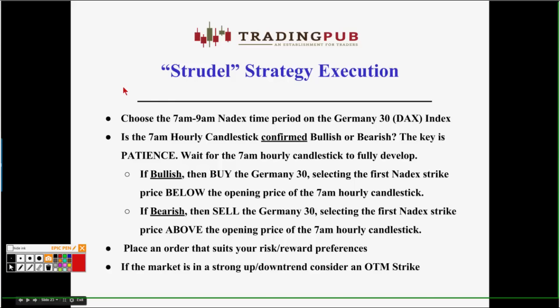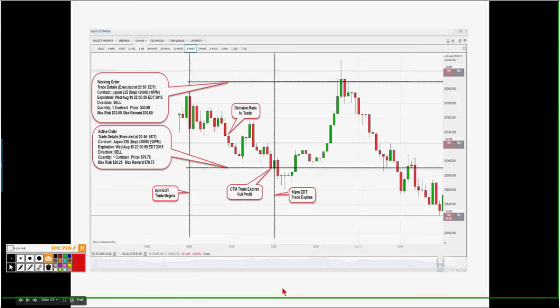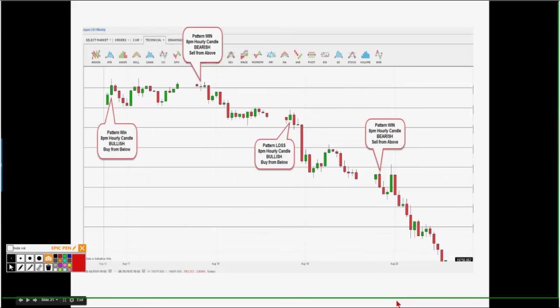So from 7 to 9, I've got the strudel strategy. It's on the DAX market, and you can use that information any way you want. You can stay conservative and stay on the winning side of the trade with an in the money. You may or may not get filled. You can go for an at the money if you feel really strong about the direction and risk 50 to make 50. Or you can choose an out of the money.